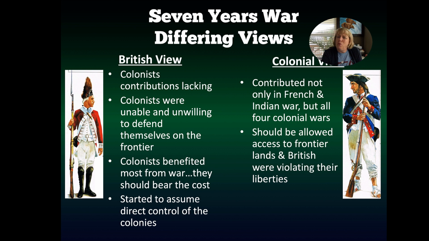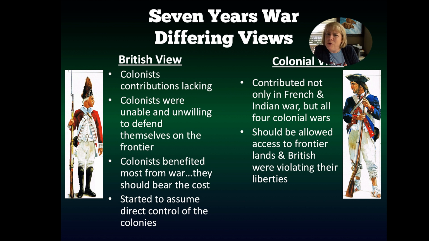And what's going to start happening after this war is that the English are going to say, you know what, these colonists are doing their own thing, and they didn't help us out enough for this. We're going to have to take back some control, because let's face it, it's Mother England, and you're the colonies. You need to start listening to your mama a little bit more, okay?